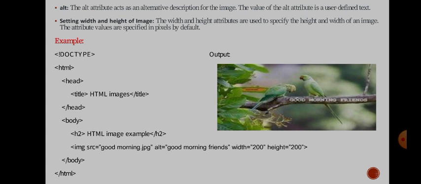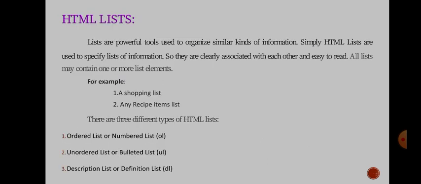So this is the concept of images in HTML. Coming to the next topic, HTML lists. Lists are powerful tools used to organize similar kinds of information. Simply, HTML lists are used to specify a list of information, so they are clearly associated with each other and easy to read. And a list may contain one or more elements.